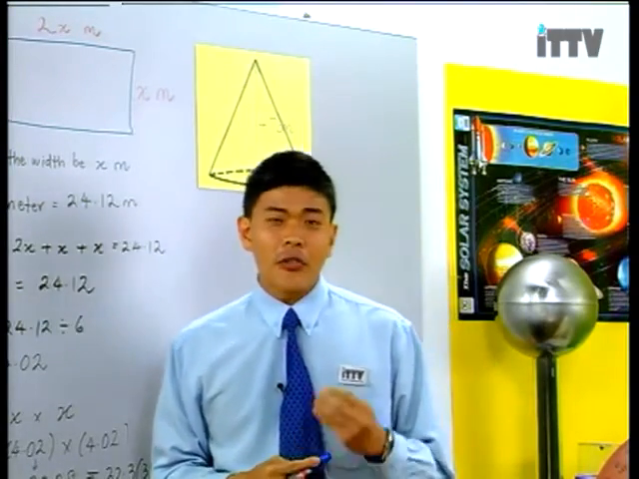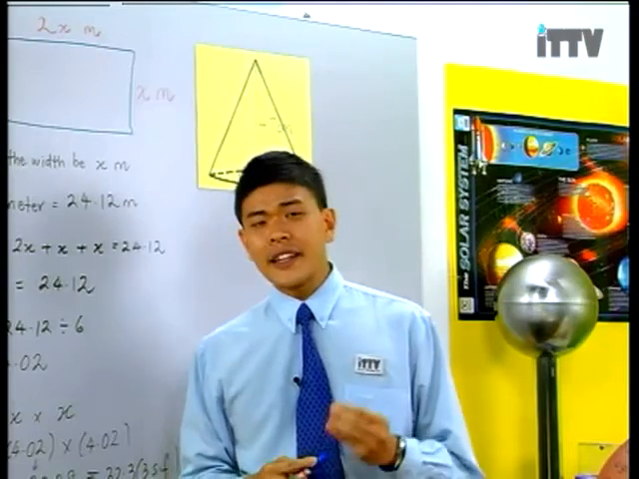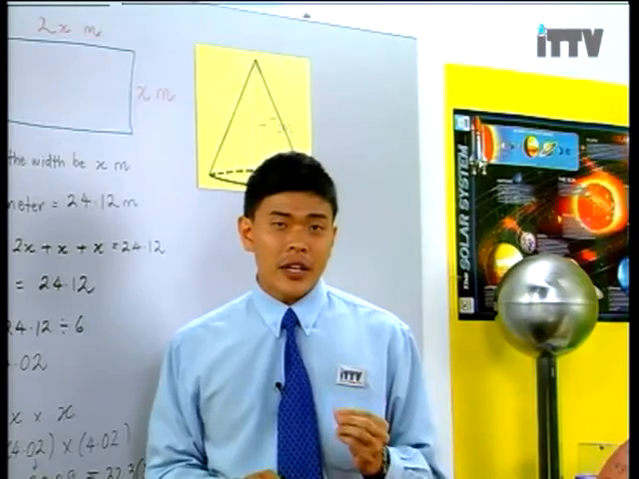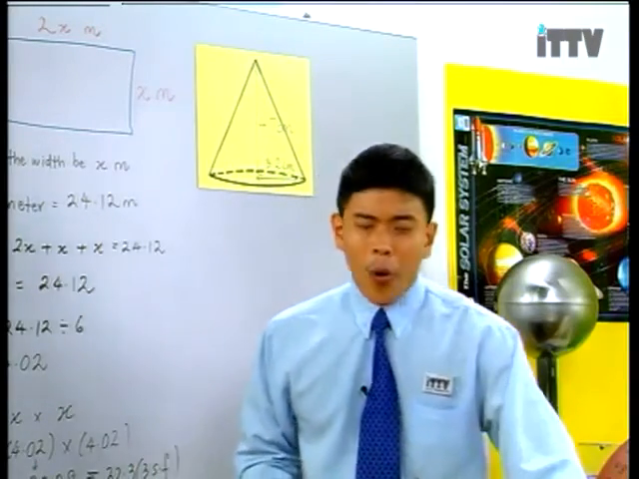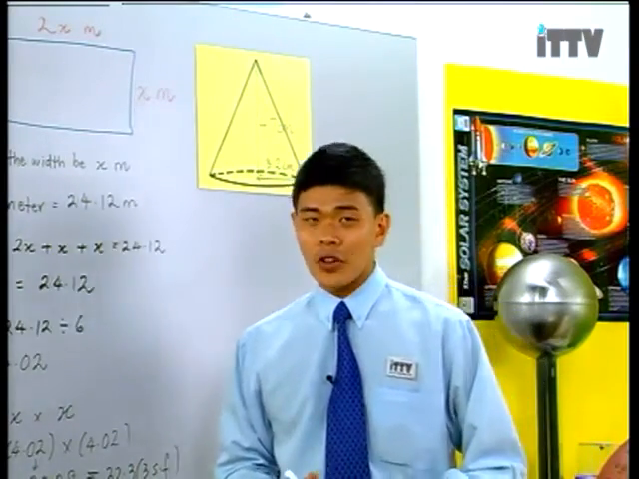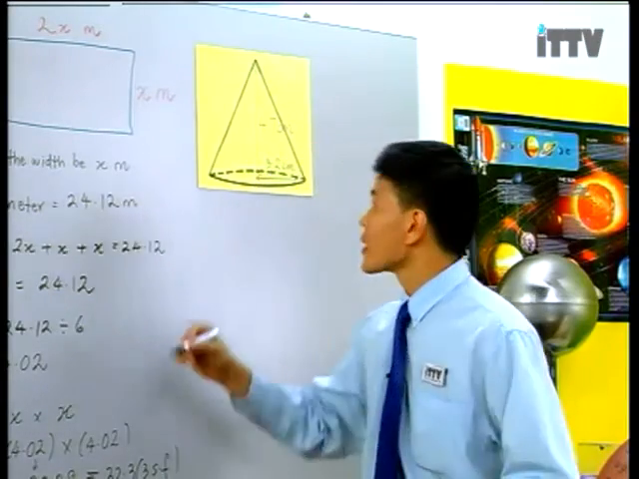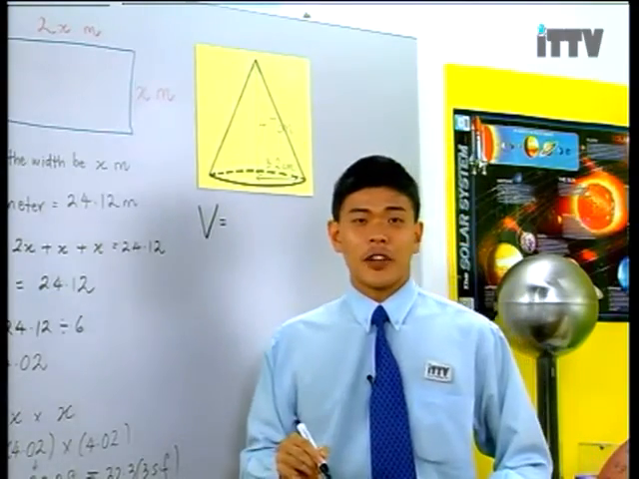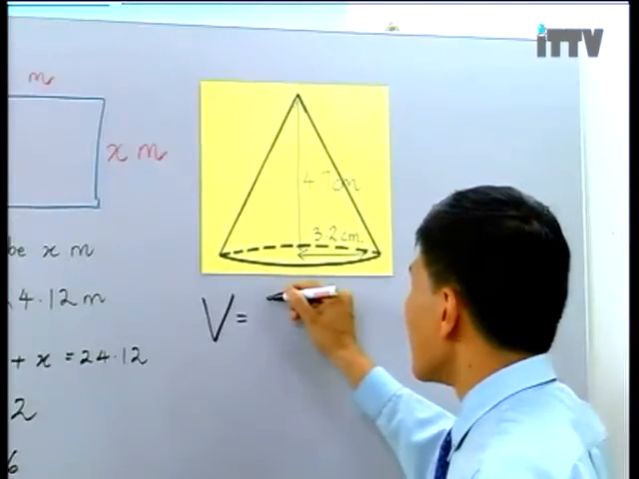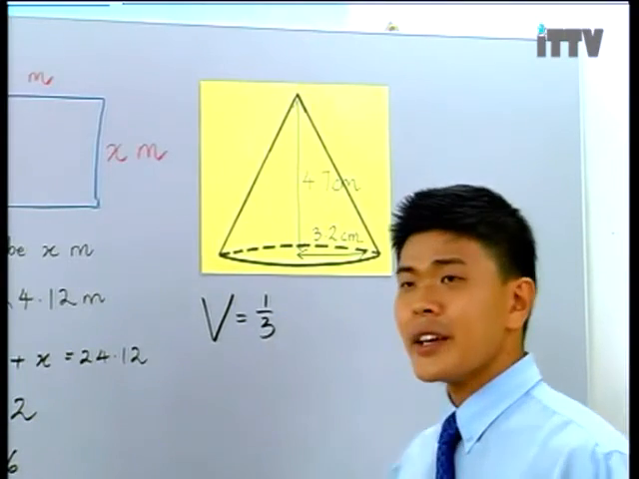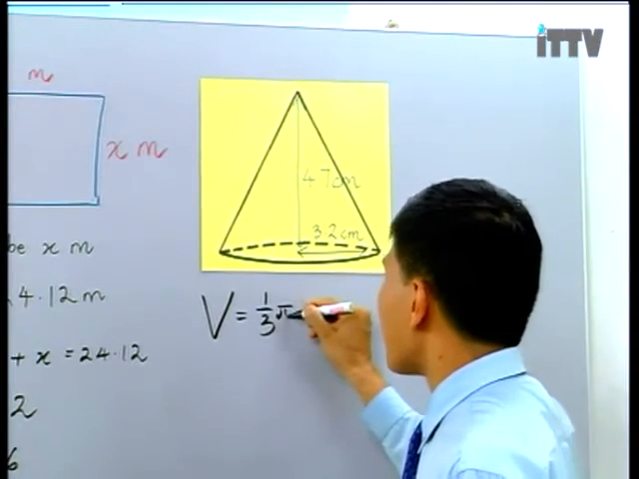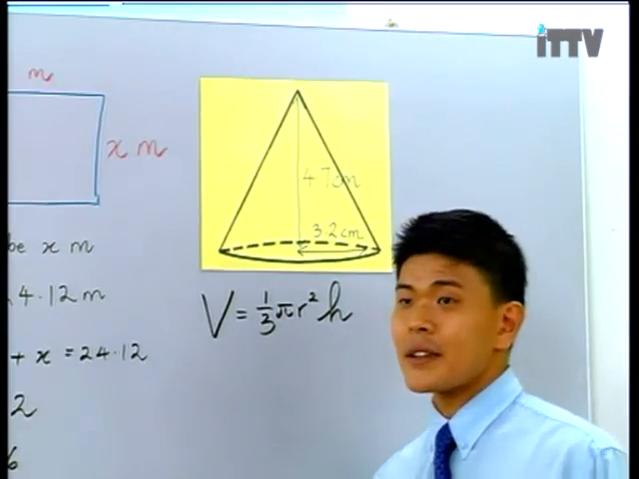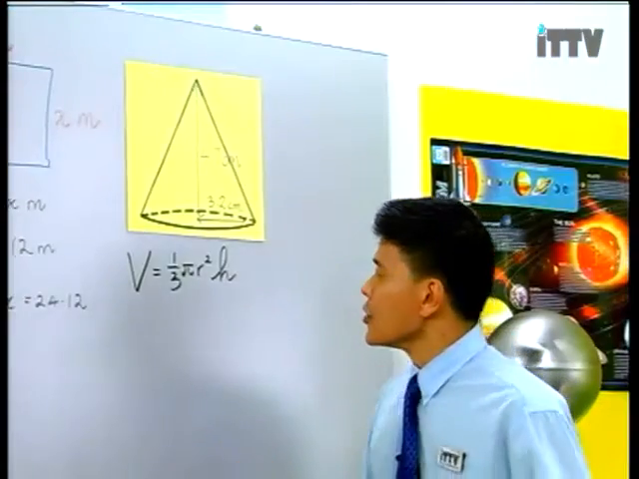We need to round off the volume of water that can be contained by this cone correct to 5 significant figures. Now, what is the volume of a solid cone? As you have learned before, the volume of a cone is given by the formula 1 over 3 pi r square times its height. So now, we need to substitute the values.